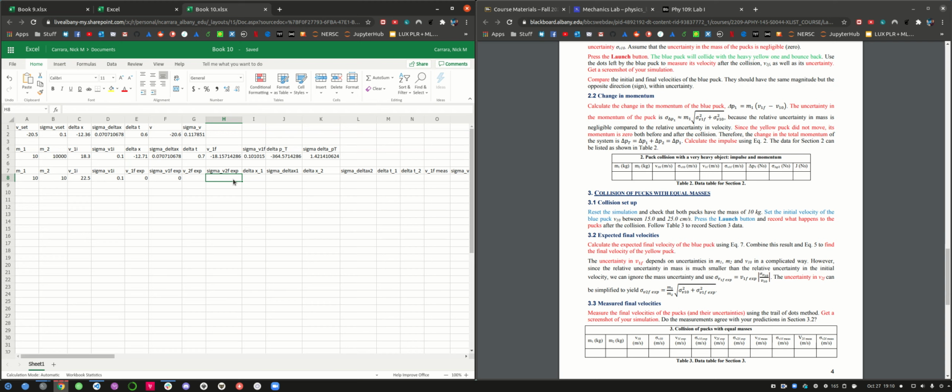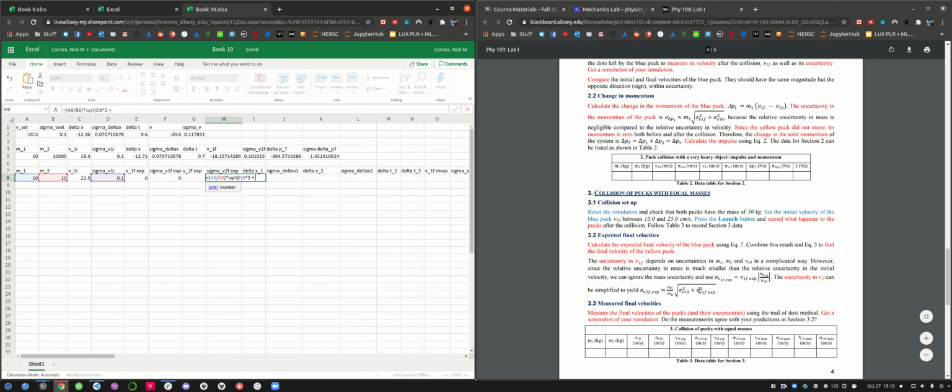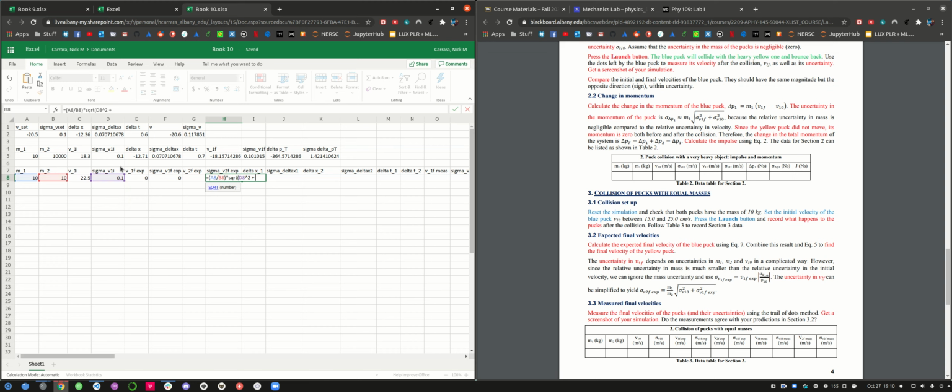Let's see, well, in any case we can write the uncertainty here is going to be m1 over m2 times the square root of the initial one squared plus v1 final, sigma v1 final expected squared. Boom. So that's our sigma there.